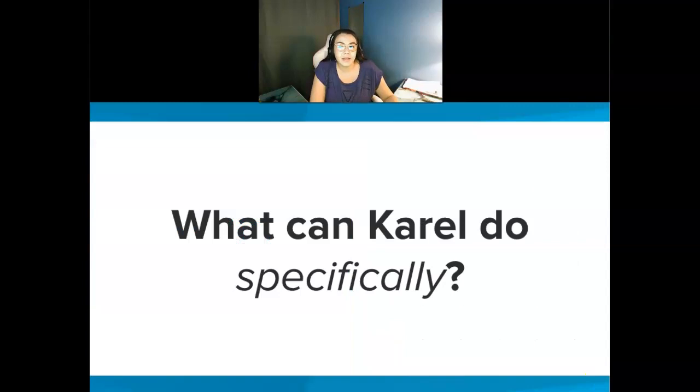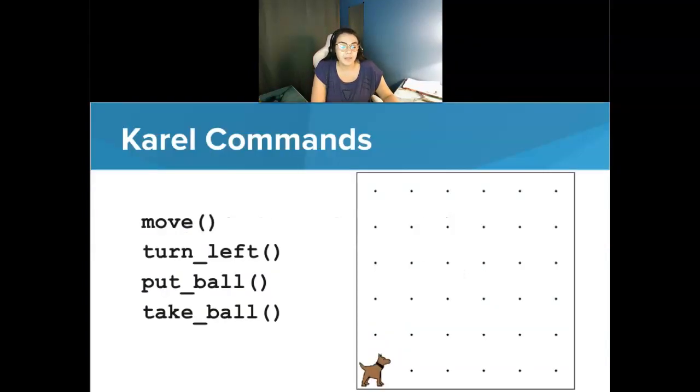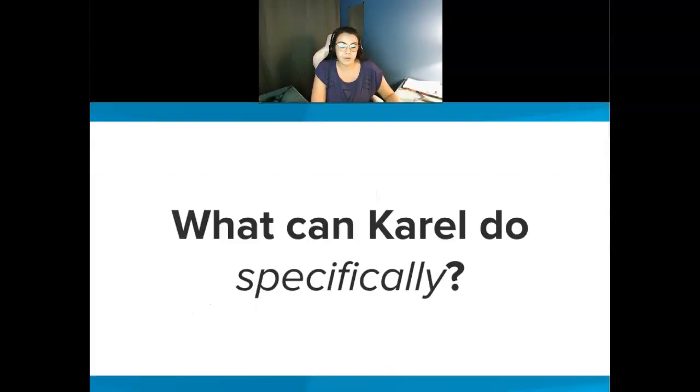So specifically, what can Karel do? These are the commands that Karel knows. Karel knows only 4 commands. So Karel knows how to move, turn left, put down a ball, and pick up a ball, or take a ball. The move command moves Karel 1 space forward.